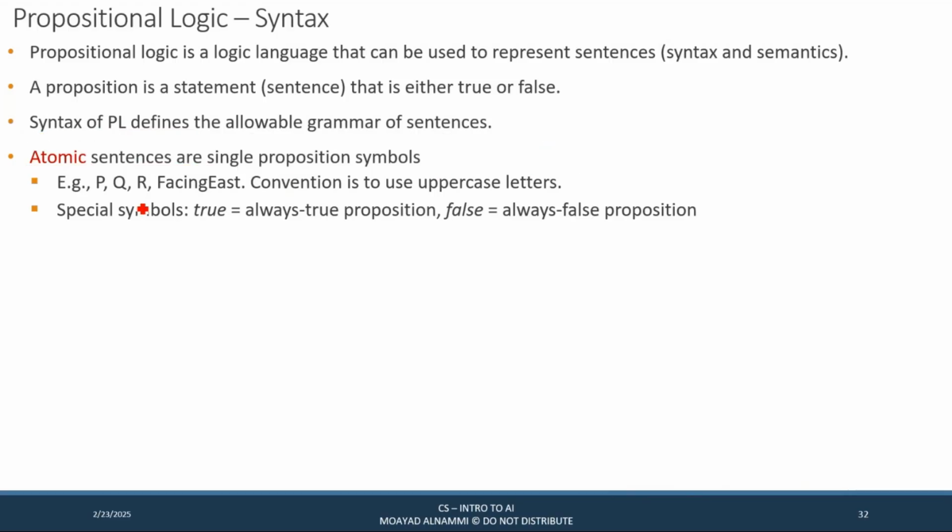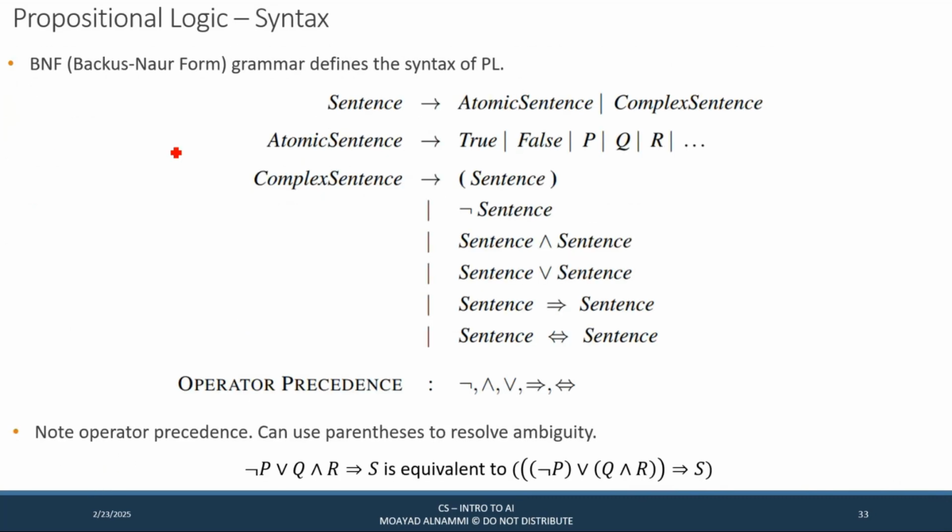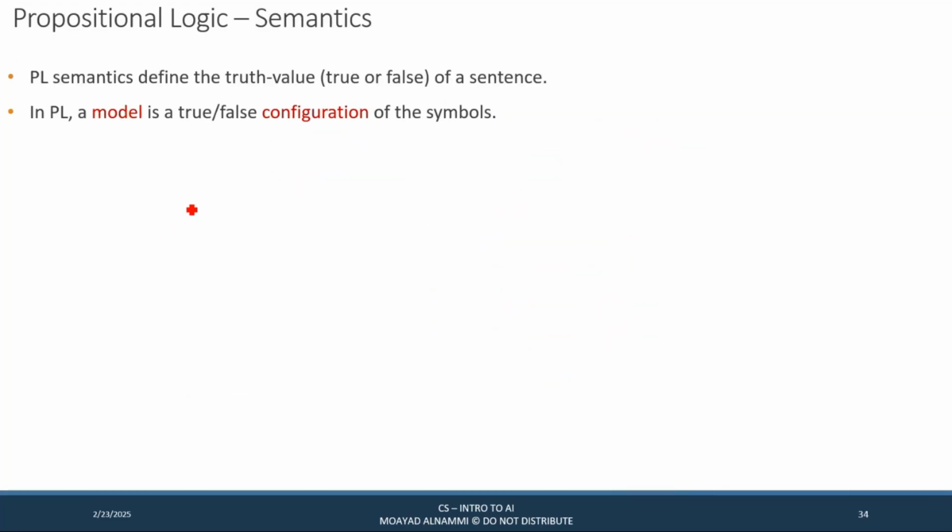right? So we just represent them as a single symbol like P, Q, R. This is the typical notation to represent them, as uppercase letters. There are special symbols for true, the always true proposition, and false. And if you remember, complex sentences can be formed using the logical operators. This is the negation, this is the and, the or, the implication, and the biconditional. And this is the grammar for propositional logic, right? I'm sure most of you know all of this from previous classes.